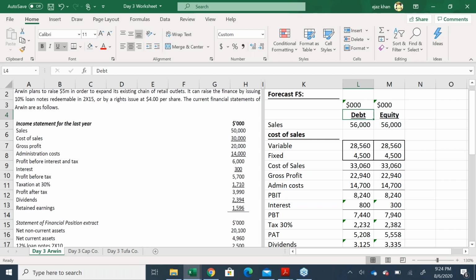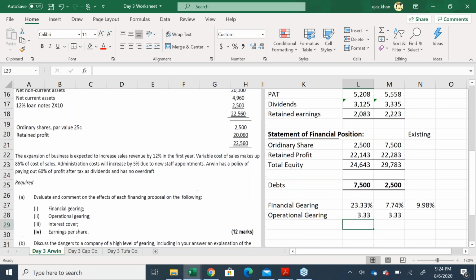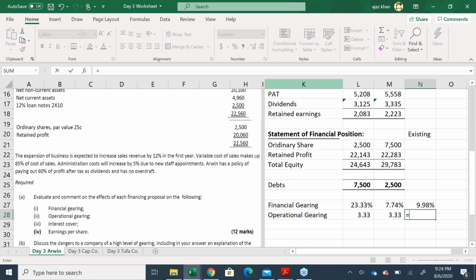Remember this, note it down somewhere. Operational gearing shows business risk, not the finance risk. It does not show financial risk. That's why whatever source of finance you choose, it will not affect your operational gearing. So it will remain the same. And then let's calculate the existing operational gearing.